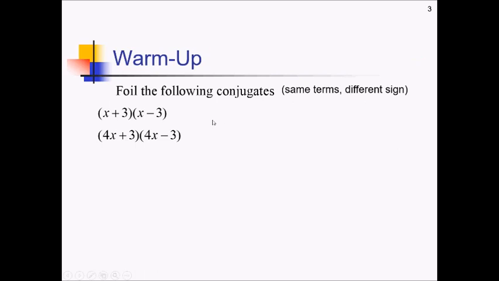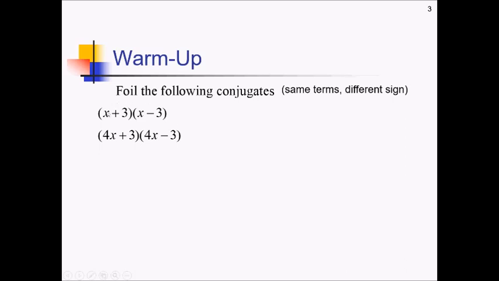For the warm-up, I've given you two sets of what we call conjugates. This is when you have the same terms but with opposite signs. For example, x plus 3 and x minus 3. Your job, after you pause the video, is simply to FOIL these out and simplify them and see if you can pick up on a pattern. Alright, let's see how that went.